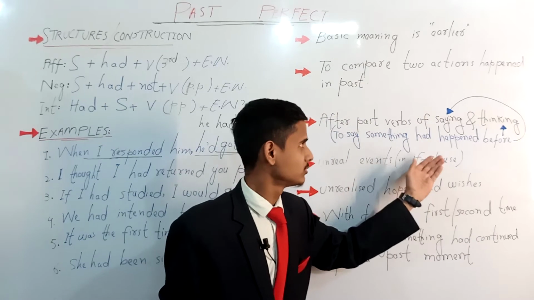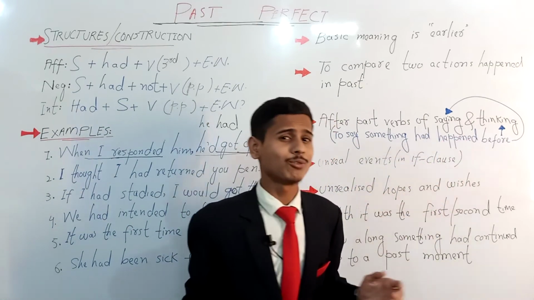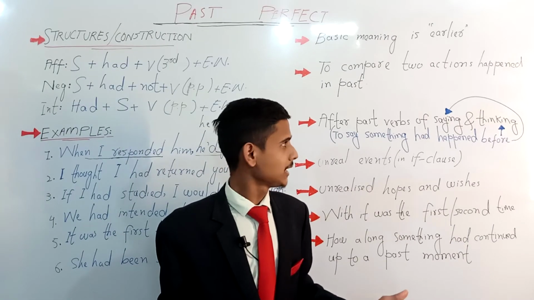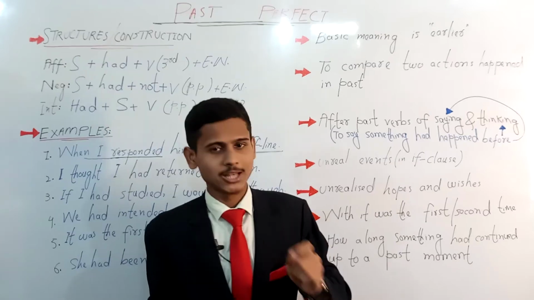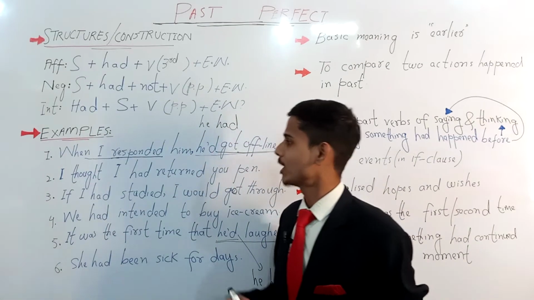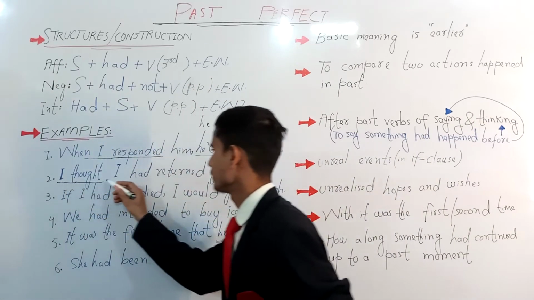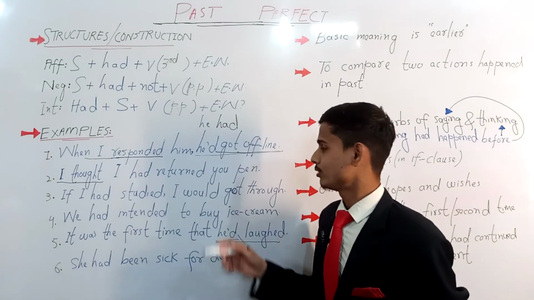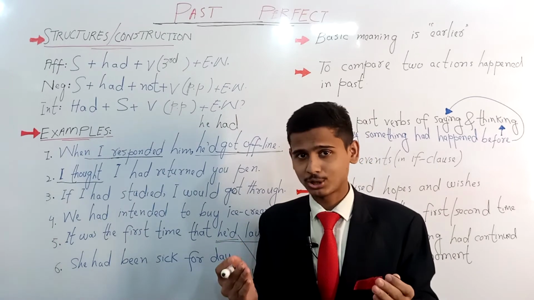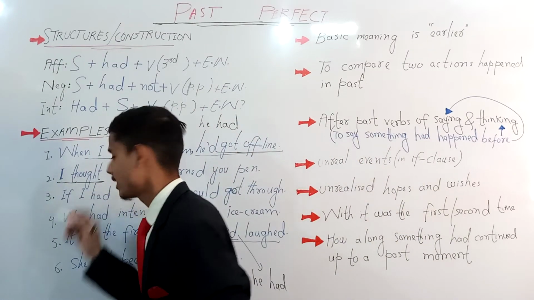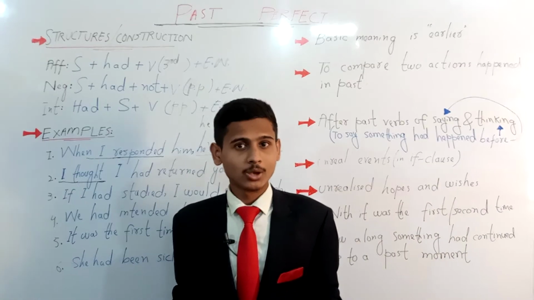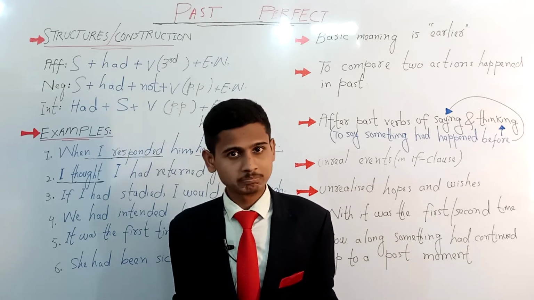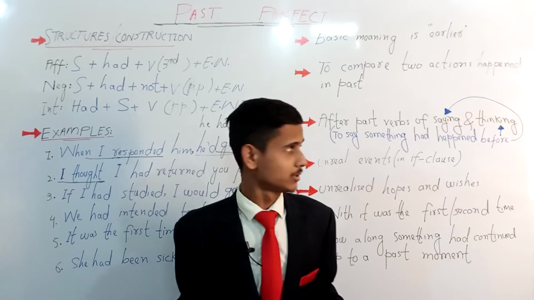Moving towards the third one. After past verbs of saying and thinking, the verbs which relate to saying or thinking, we use past perfect tense. For example, you could look at it. I thought I had returned your pen. So this is the verb of thinking, right? But I believed he had done it before. These both are the typical examples.